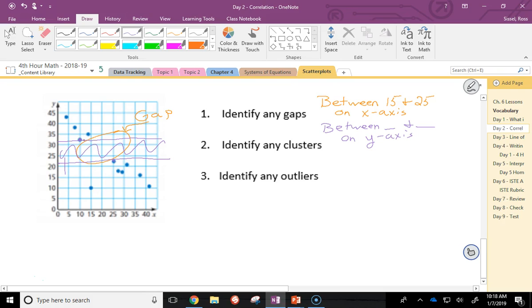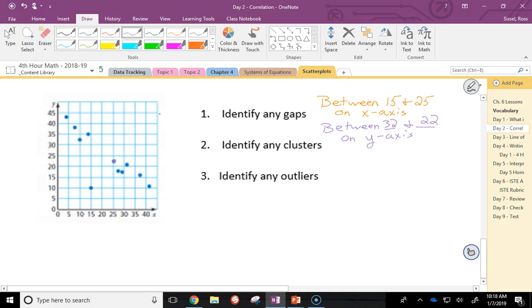Probably like 32. Here's 30, there's 35, so probably between 32 and what do you think this one is then? 22? Sure. 22, 23, somewhere there. Our gap doesn't have to have the exact. I'm not expecting you to say 22.75. We're identifying about where our gap is. So you will have to do that today. So make sure you're following along on that.